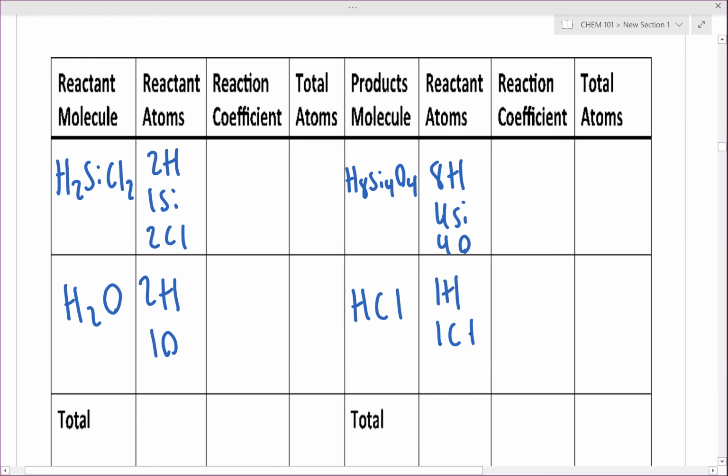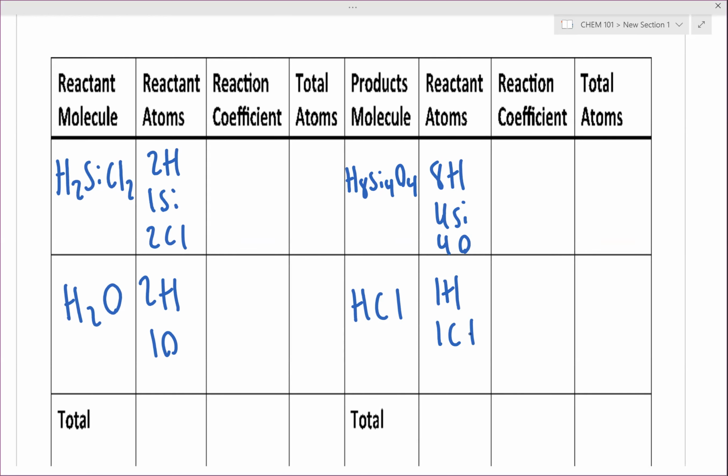Now, I would hold off on your total atom count, and let's try to focus on the elements that are found in the least number of compounds first. And that's part of why I want you to hold off on the total atom count, because you can identify your unbalanced elements that are found in the least number of compounds just by comparing your reactant and product column.